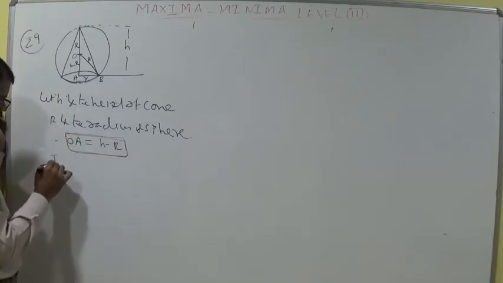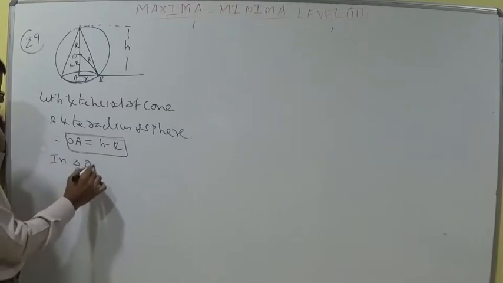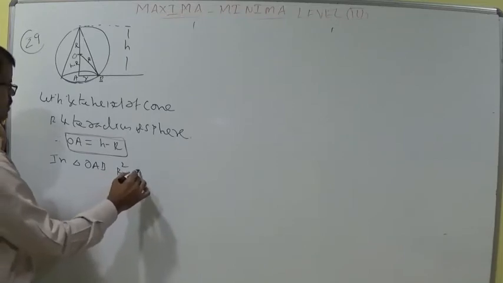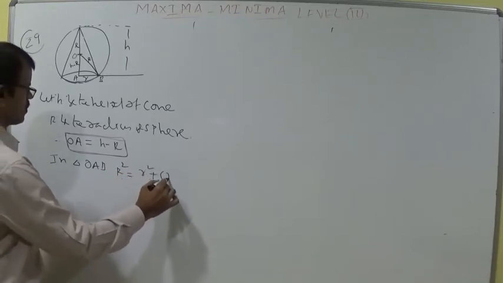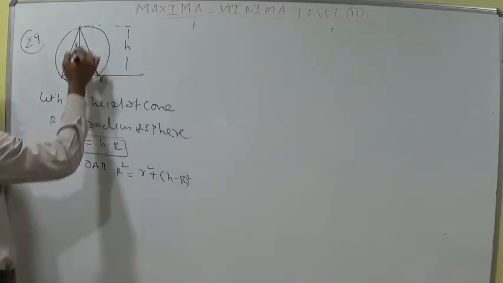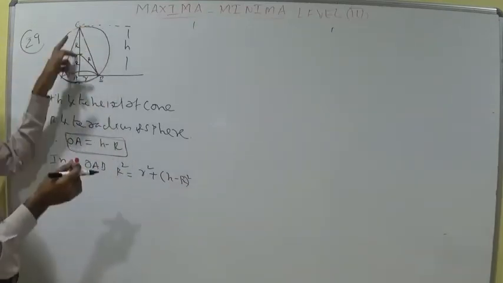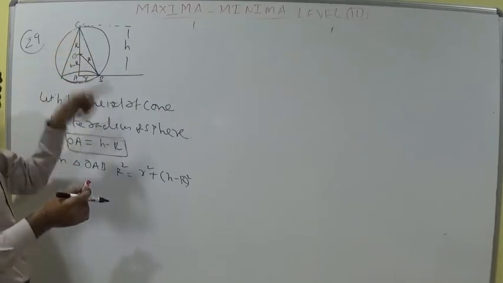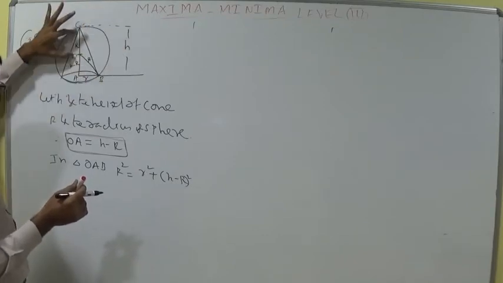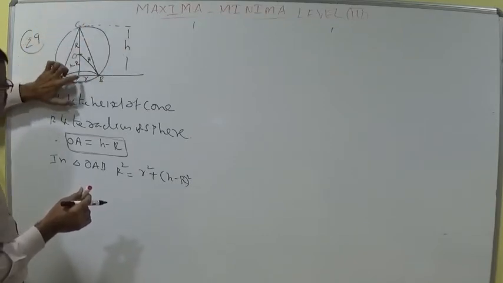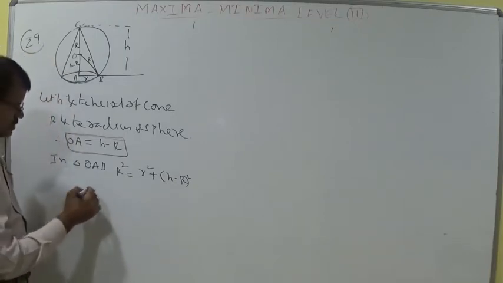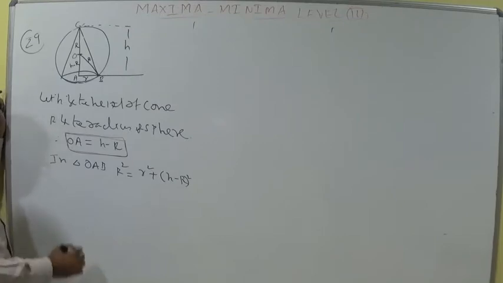In triangle OAB, R square is equal to small r square plus H minus capital R whole square, because if this is C, OC is also the radius of the sphere. This is also capital R. Total height minus this part is equal to H minus R. From here only we should calculate; we should not do like previously. R square equals r square plus H minus R whole square.